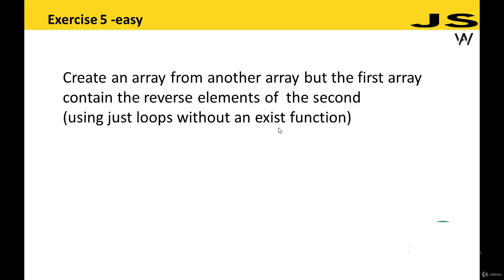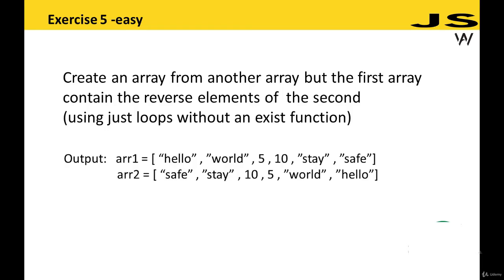Okay, so the input, for example, if we have array1 equal to hello, world, 5, 10, stay, safe, for example, the output will be array2, which should equal the reverse of the first. So it should equal safe, stay, so the last will be the first, stay will be here, 10, 5, world, hello. The first will be the last.